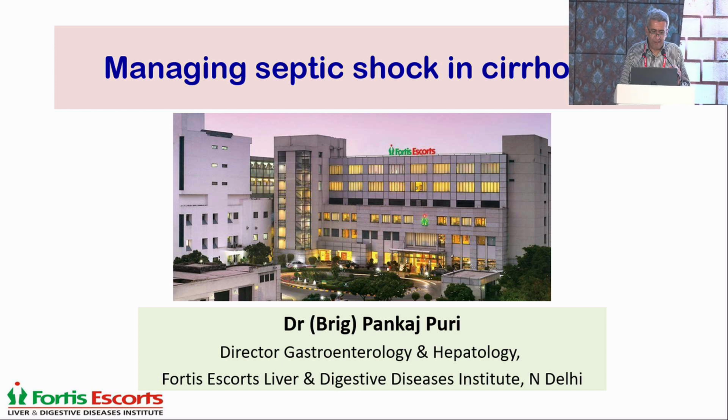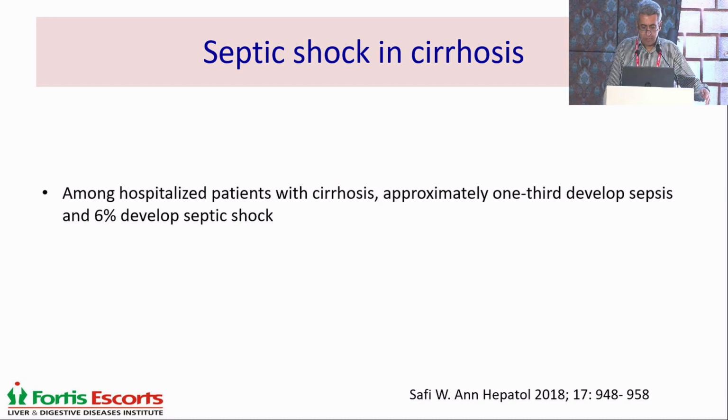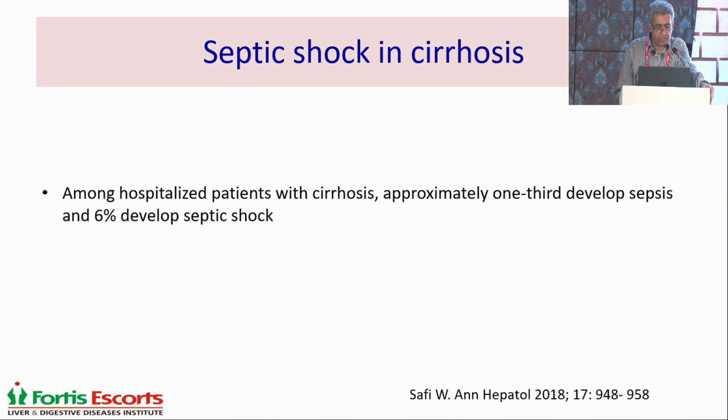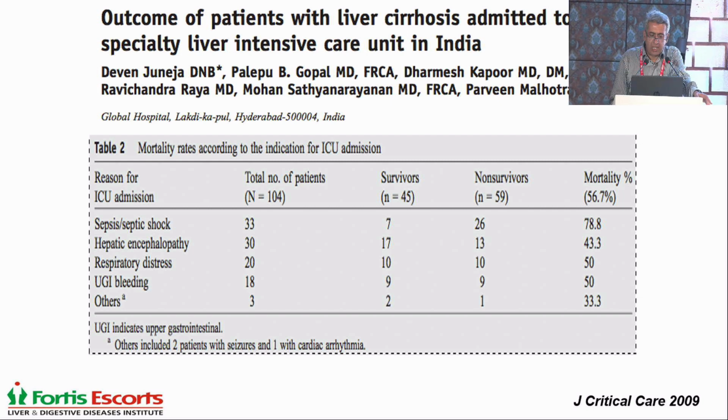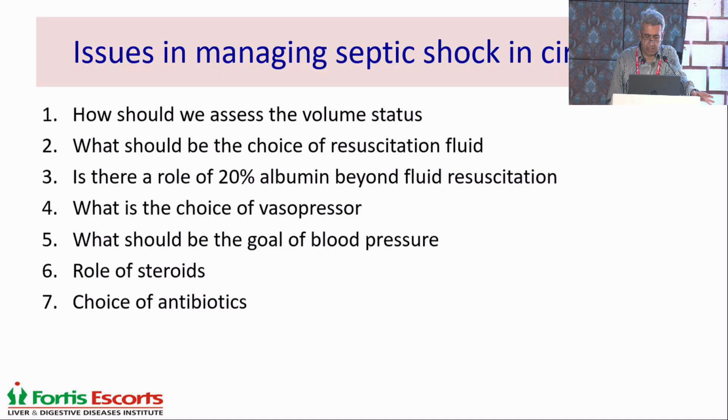So I'll be talking on managing septic shock in cirrhosis. Septic shock is happening in almost 6% of people. 30% will have sepsis, and septic shock will develop in 6%. Mortality in septic shock in cirrhosis is high, going as much as 78% in this study.